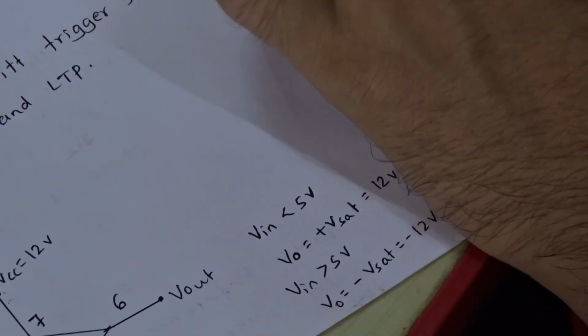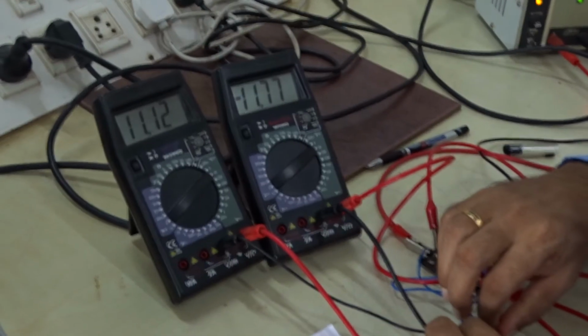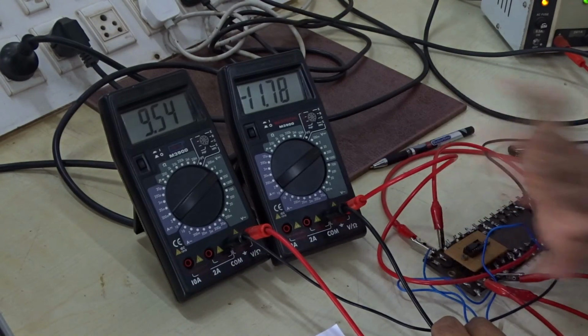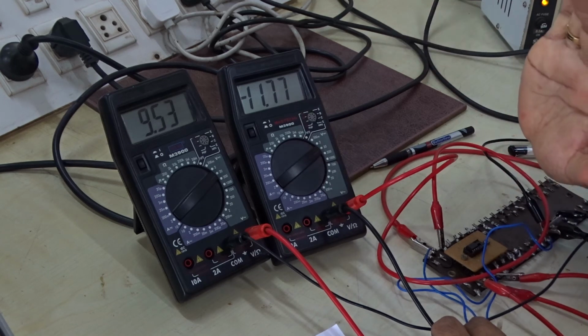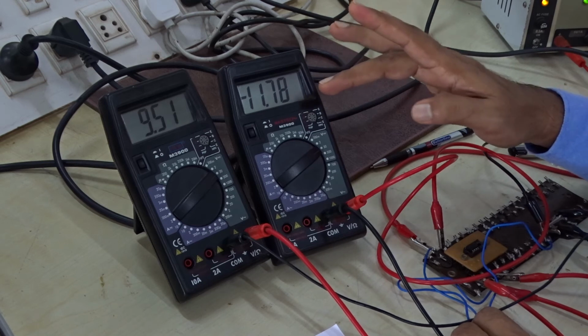Now I will vary this pot. I can observe here, I can change the voltage from 0 to 12. So here I can observe now the voltage is greater than 5 volt. Here I considered 9.5. So I am expecting the output voltage as minus Vsat. So we are getting around minus 11.7.